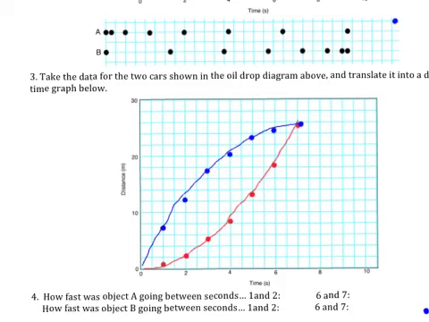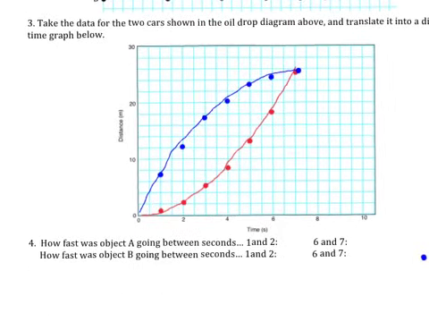So let's see what we get here. Now I've got to move this a little bit. All right, so how fast was object A, that's the red one, going between seconds 1 and 2? So let's just see how far it went. Here it's at, it looks like 0.5, and here it's at 2.